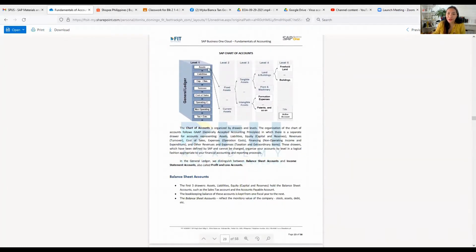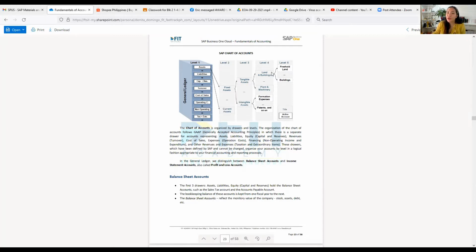So the subchart of accounts, level 1, this is the general ledger. There will be a drawer for assets, a drawer for liabilities, a drawer for capital and reserves, the turnover, the cost of sales, operating costs, non-operating, taxes, and extraordinary. Okay, so level 2 will include fixed assets and current assets under the assets. Then for level 3, the fixed assets will be categorized into tangible and intangible.